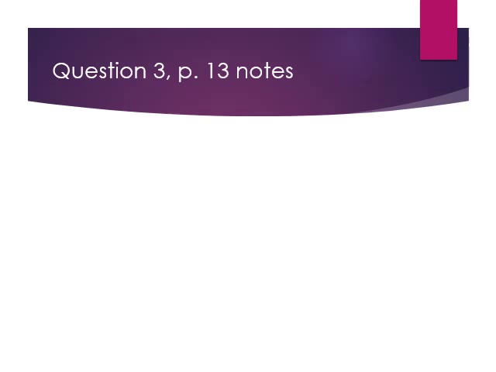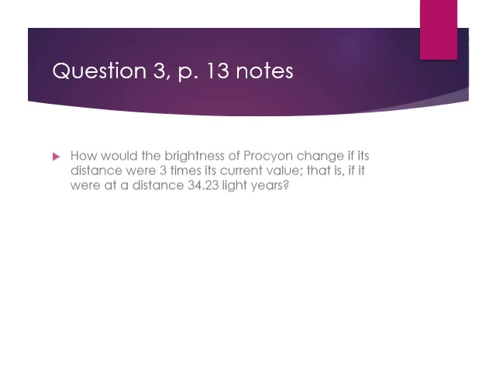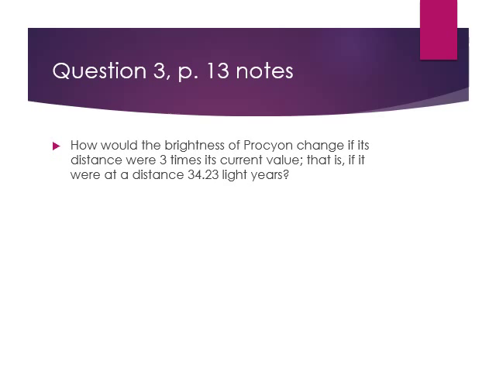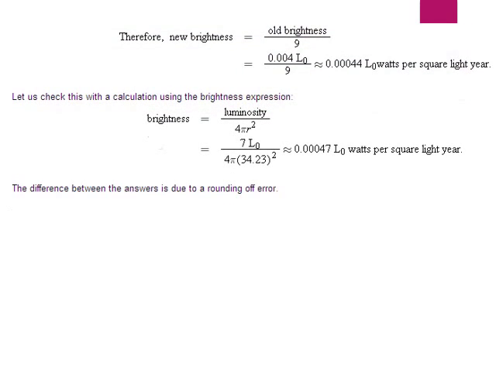Let's have a look at question 3 on page 13. How would the brightness of Procyon change if its distance were 3 times its current value? That is, if it were at a distance of 34.23 light years. Well, we take the old brightness and we now divide it by the new distance squared. So we take 0.004 divided by 9, which gives us approximately 0.00044 watts per square light year.